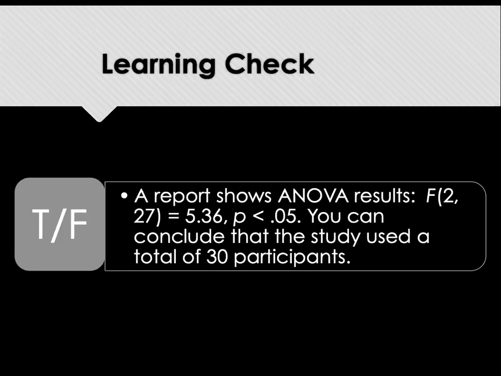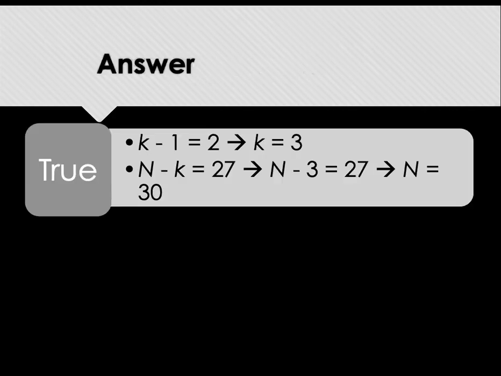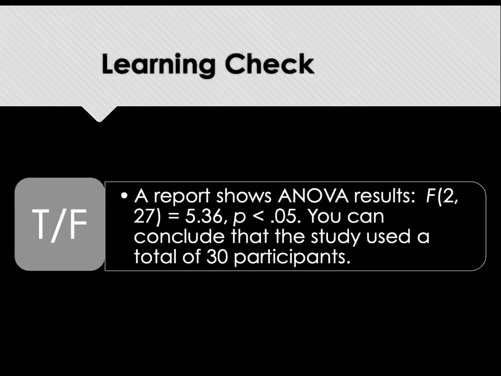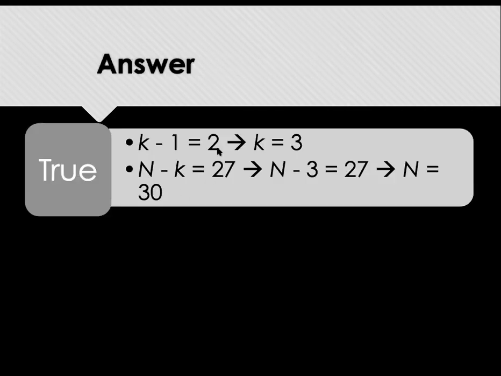Give it just a minute here. And this is true. So the degrees of freedom between, which is that first value, is the number of treatments minus 1. So the number of treatments minus 1 equals 2, because that reporting said degrees of freedom between is 2 and within is 27. So K must equal 3. That's what we can figure out from this reporting.